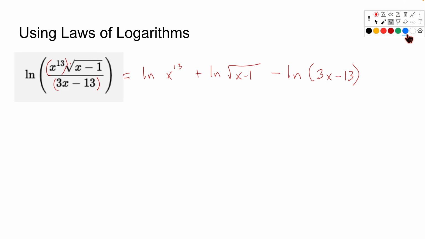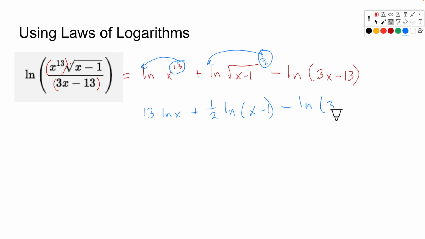So this one's going to come up front. And remember, the square root is really a 1/2 power, so that's going to come up front. So our final answer will be 13 natural log of x plus 1/2 natural log of x minus 1 minus natural log of 3x minus 13. And again, if you're using calculations with the slide rule, you don't have to take exponents, you multiply. So you get a number and then you multiply it.